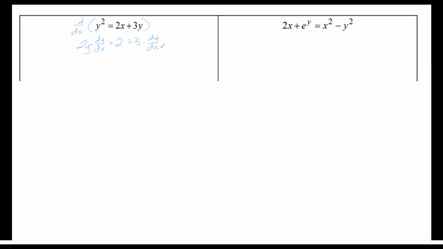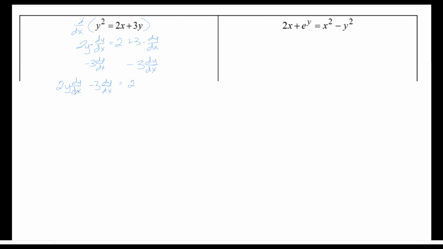And now this is where our algebra skills really get a good workout. I need to figure out what dy/dx is. So in order to do that, I want to get all my dy/dx's to the same side, and then any term that doesn't have a dy/dx, I want to get that to the other side. So I'm going to go ahead and subtract 3 dy/dx to the other side. And I now have 2y dy/dx, subtract 3 dy/dx equal to 2.